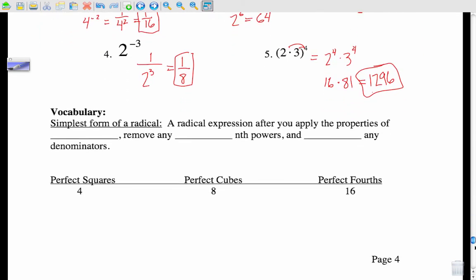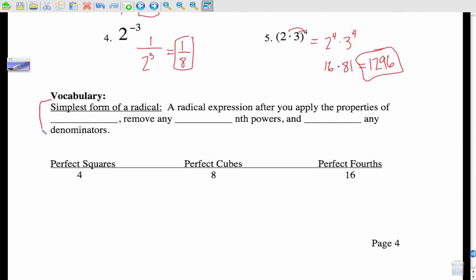Warm-up exercises. Okay. This little sentence right here is talking about simplest form of radicals. What this sentence helps you to determine is, are you done with the problem yet? Because that is a common question from a lot of kids. Mr. Palmer, when am I done? How do I know I'm done? When am I done with this one? Well, here's how you can tell.